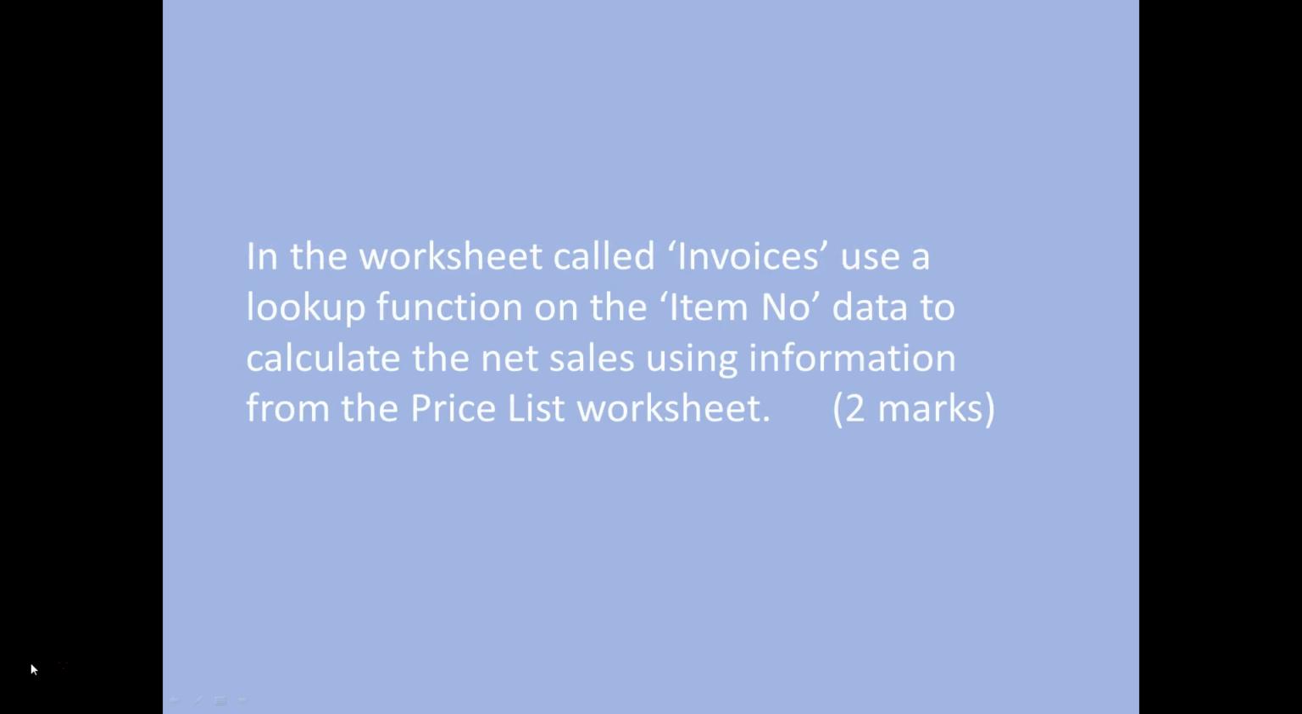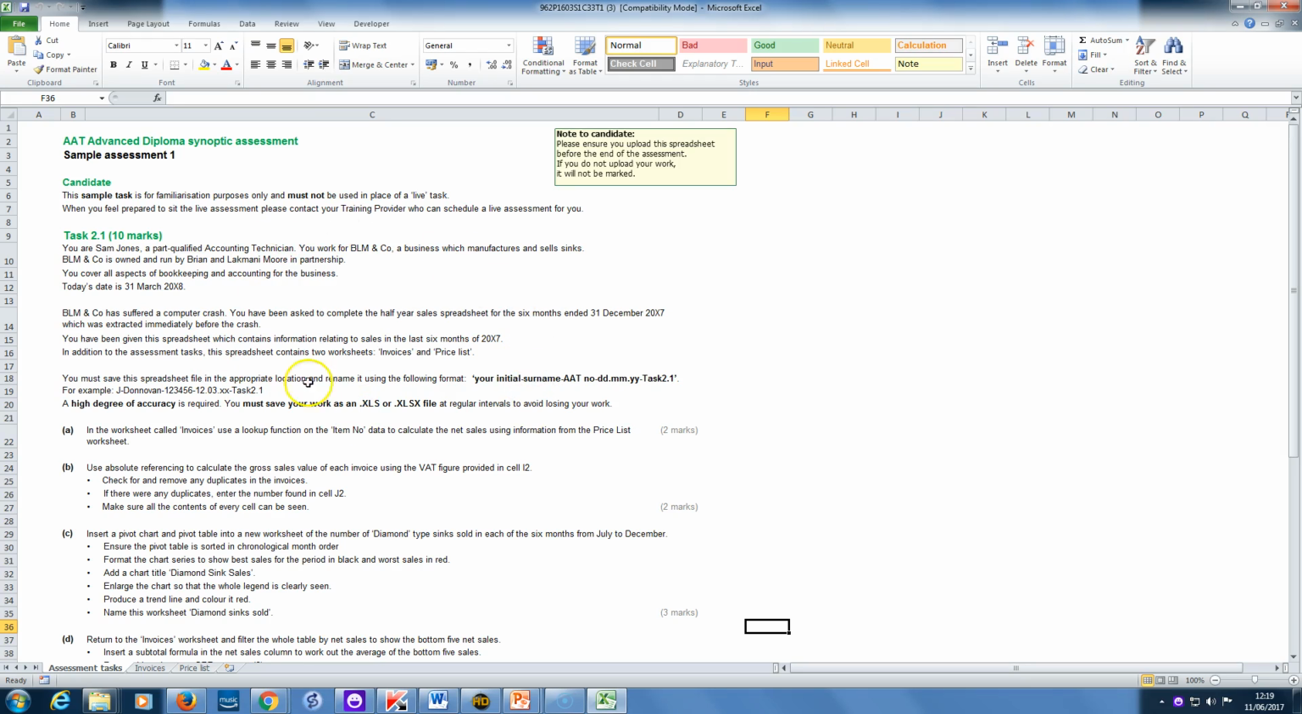So we're actually finally ready to do some work on the spreadsheet now. And part A is this. In the worksheet called Invoices, use a lookup function on the item number data to calculate the net sales using information from the price list worksheet. And that's for 2 marks. It sounds quite complicated, but actually it isn't. We'll go back to the spreadsheet now, and I'm going to navigate from the instructions sheet to the invoices sheet.